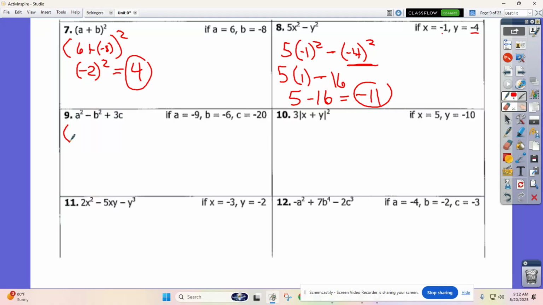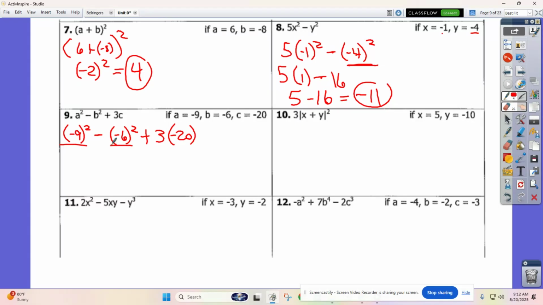In place of the A, inside of parentheses, put your -9 squared. In place of B, -6 squared. In place of C, -20. Exponents come first. I'm going to do this, then this.